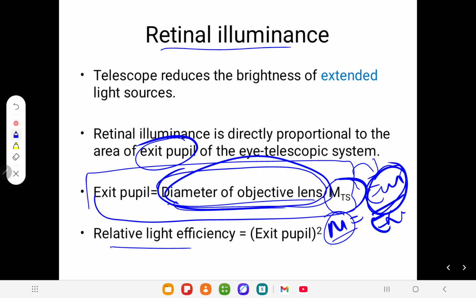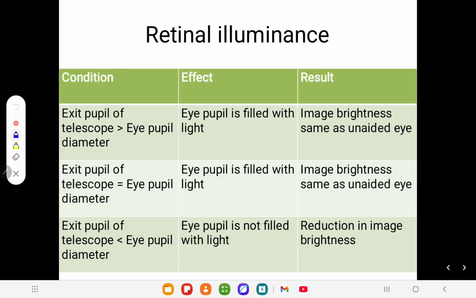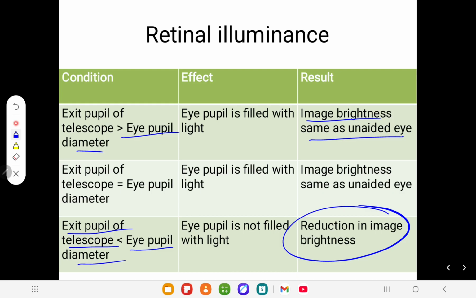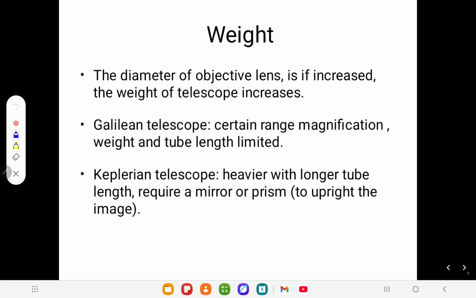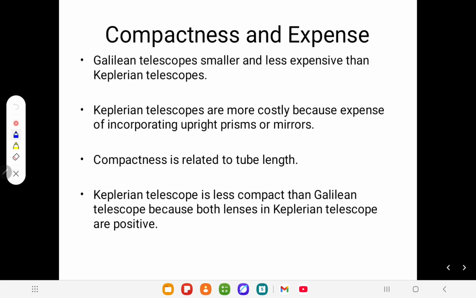So relative light efficacy is the entrance pupil squared. Retinal illumination, I have already told you why. And one thing you have to understand: if the exit pupil of the telescope is larger than the eye pupil diameter, then image brightness remains the same. The only possibility is that if the exit pupil of the telescope is way smaller than the pupil diameter, then there is a reduction of brightness. Just pause this video and see. Okay, weight, we know it, because Kepler telescope has higher weight than Galilean telescope because of the tube length. Okay, so compactness and expense, we know it, compactness and how we make it compact. Just pause the video and watch.